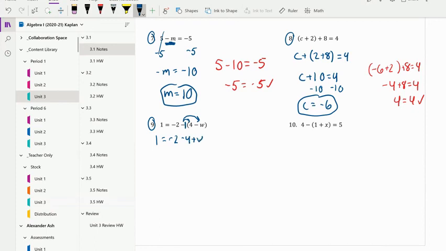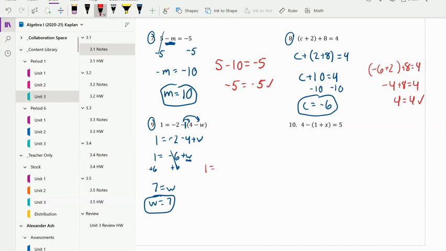And then we can combine some like terms, right? 1 equals negative 2 minus 4 is negative 6 plus w. And now we say, okay, if I'm trying to isolate the w, I should add 6 to both sides. Don't forget, we're adding the 6, right? And our 6s are going to cancel out. We get 7 equals w, or better yet, w equals 7.